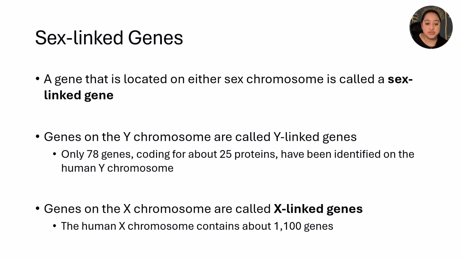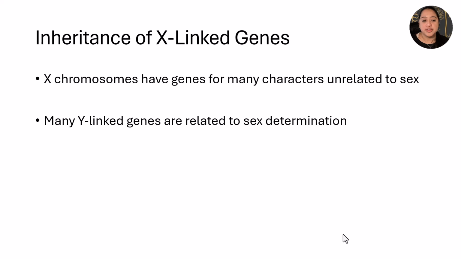So genes on the X chromosome are called X-linked genes. And there's a lot more of them. So there's only 78 genes here versus 1,100. So on the X chromosomes, there are many genes, in general, but there's also genes for many characters unrelated to sex. So it's not just like this is all it takes to be a female. It's also other stuff that's unrelated to sex. But many of the Y-linked genes are related to sex determination. Again, there's just not that many, comparatively.